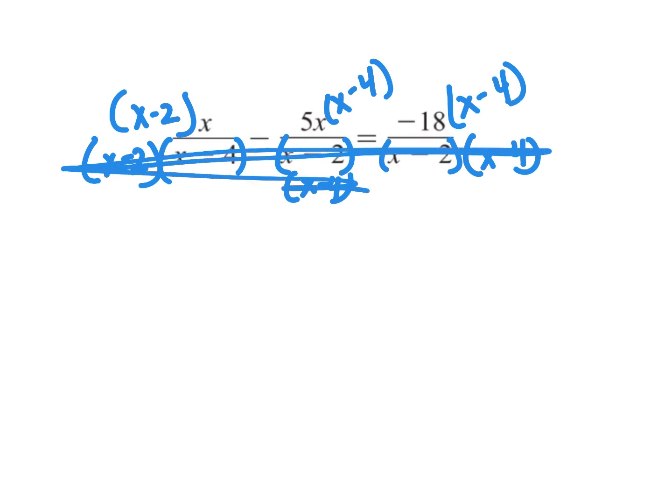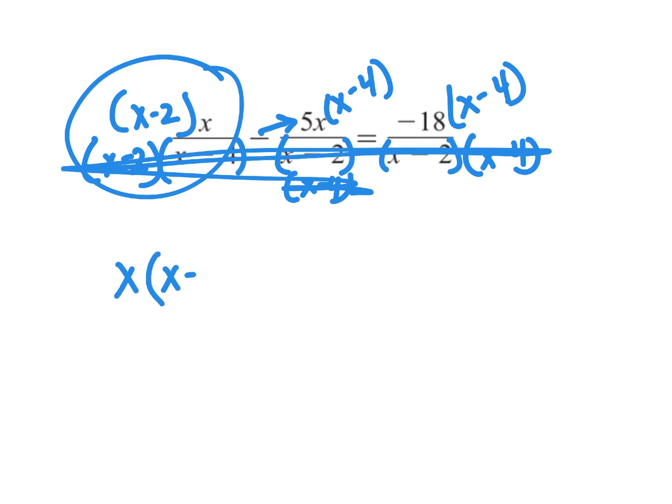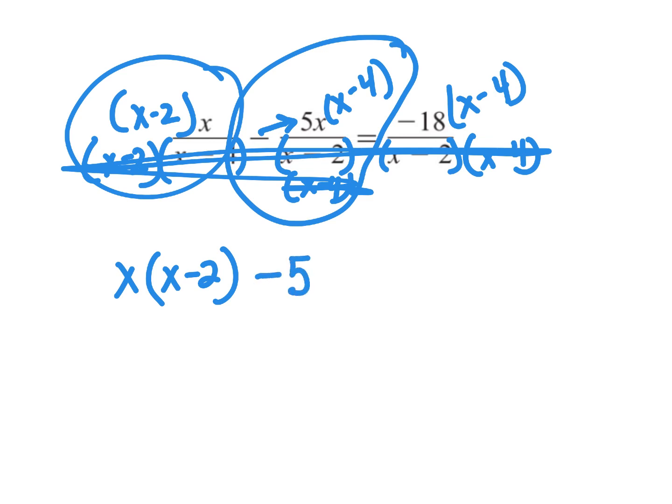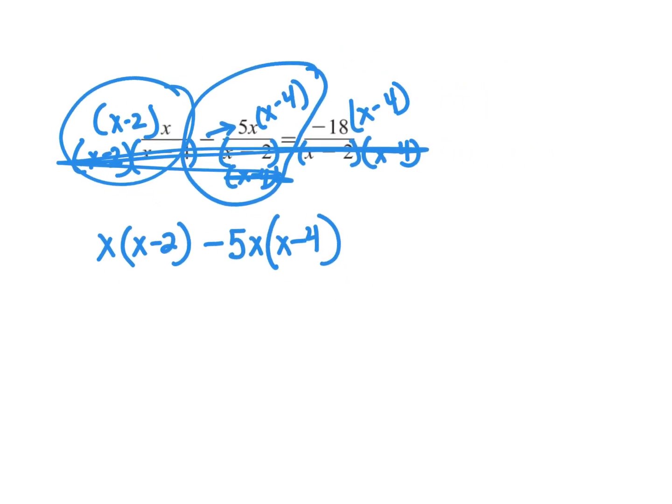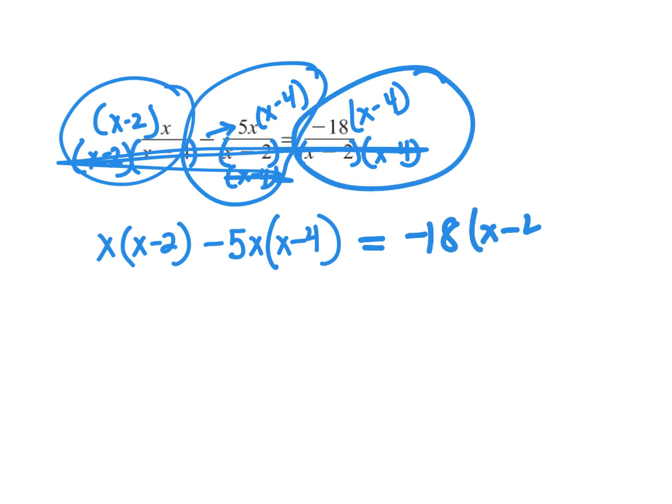We can get rid of them. Be really careful not to lose that negative, though. It's going to go on the 5. So here's what we have. In this first fraction, on the top, we still have an x times the quantity x minus 2. And then for this fraction, we have a -5x times the quantity x minus 4. And then we have equals, and then for this fraction we have negative 18 times the quantity x minus 4.